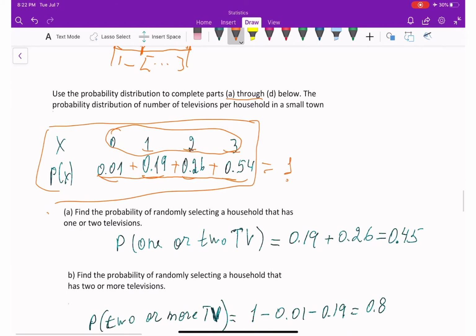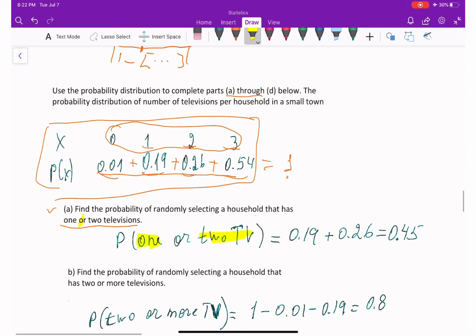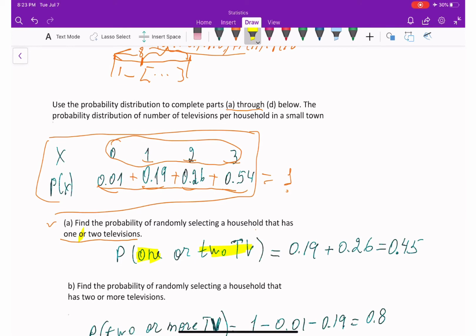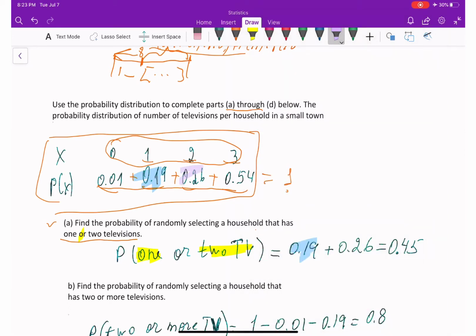Question A is right here. Find the probability of randomly selecting a household that has 1 or 2. Remember, when we have or, we are going to add them up. So you are going to find 1, we are going to find 2 TVs and then add them up. So for 1 TV, we have here 0.19. Here it is. And then for 2 TVs, we have 0.26, which we are adding up. And we got 0.45. That's all.